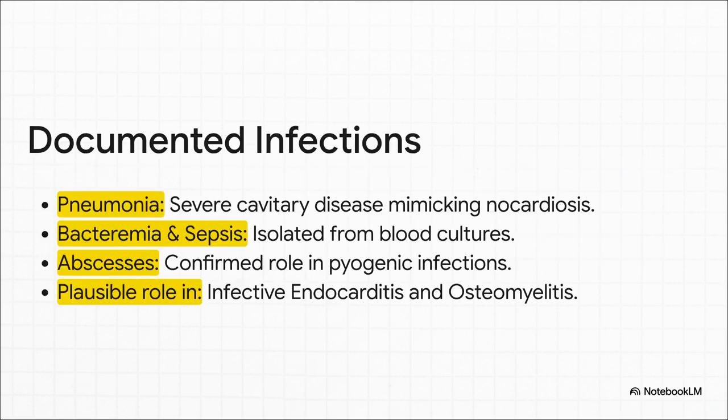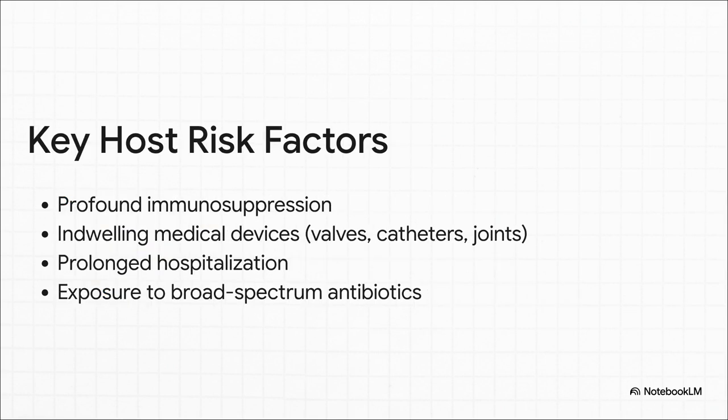And the list of diseases it can cause has expanded a lot. We now have confirmed cases of really severe infections, like bacteremia and that cavitary pneumonia we talked about earlier. And honestly, given how its relatives behave, it's pretty darn plausible that it's also the culprit behind some device-related endocarditis and osteomyelitis cases.